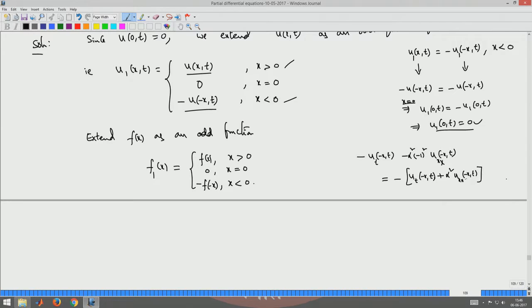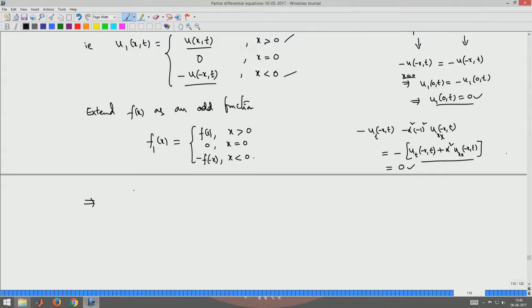So, x negative means minus x is positive, and for positive argument this already satisfies the heat equation, that is what is given in the problem. So, this is equal to 0. So, you see that this implies u1 of x,t satisfies the initial value problem, that is u1_t minus alpha square u1_xx equal to 0. Now, this is defined everywhere.